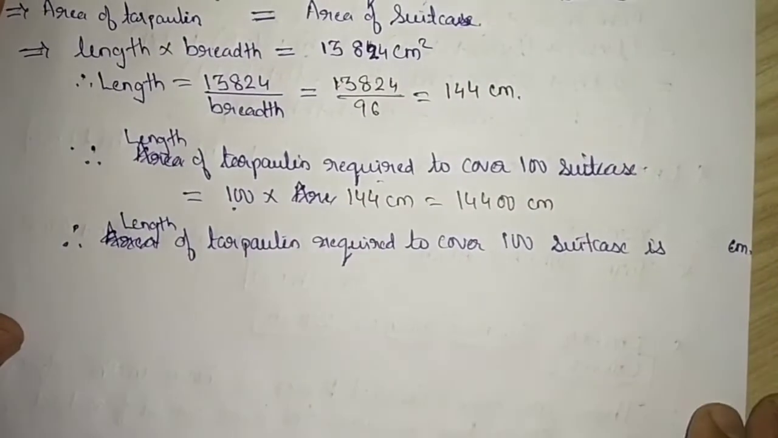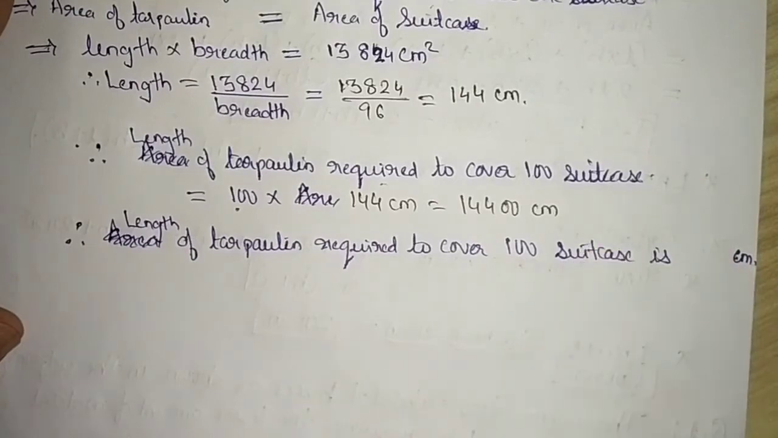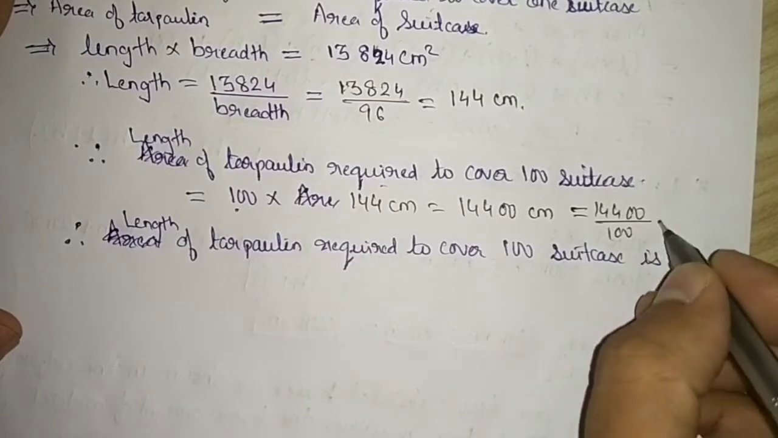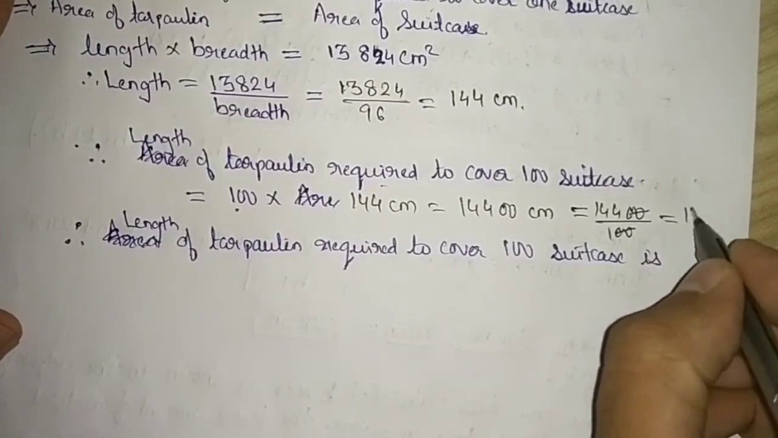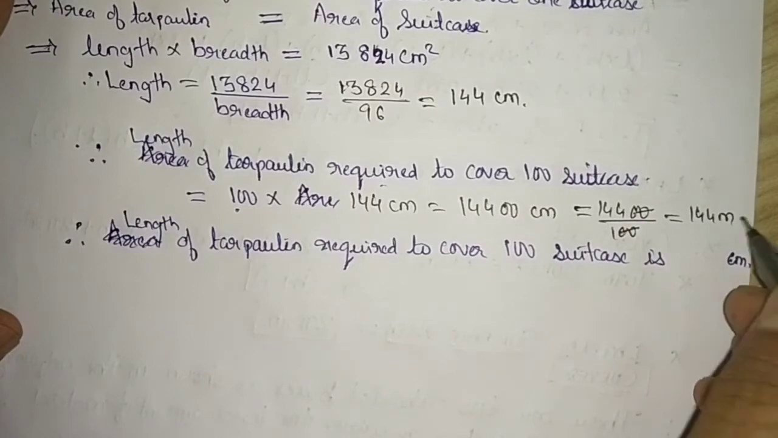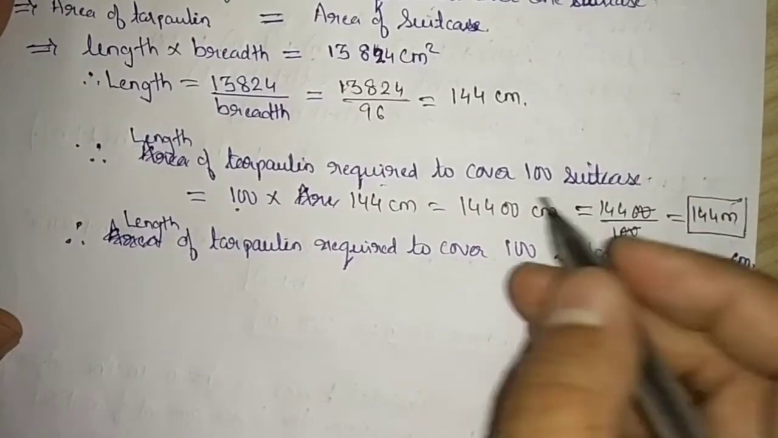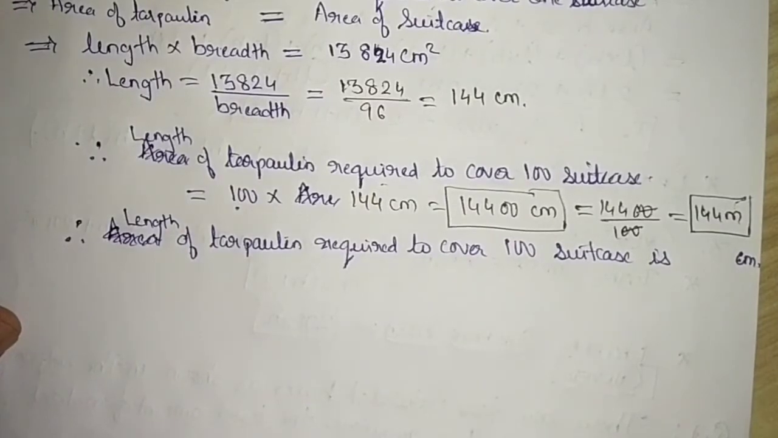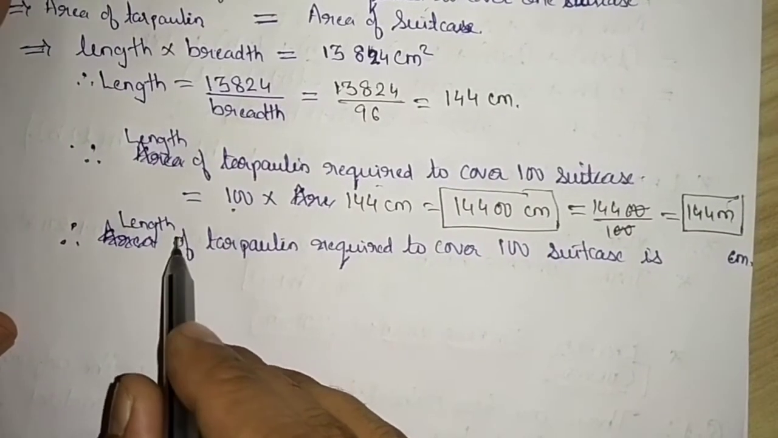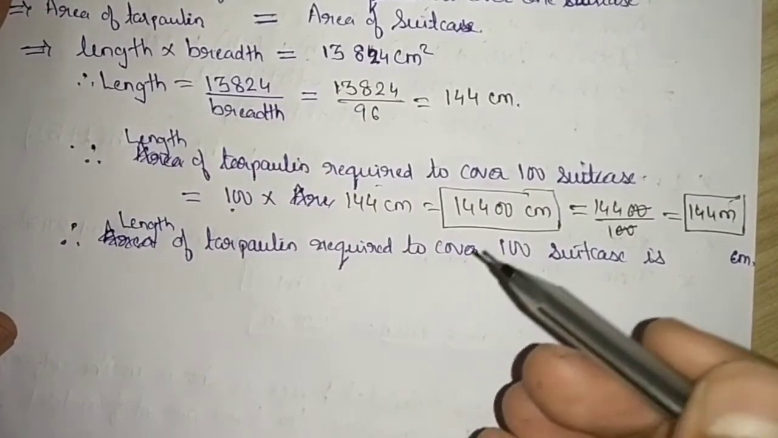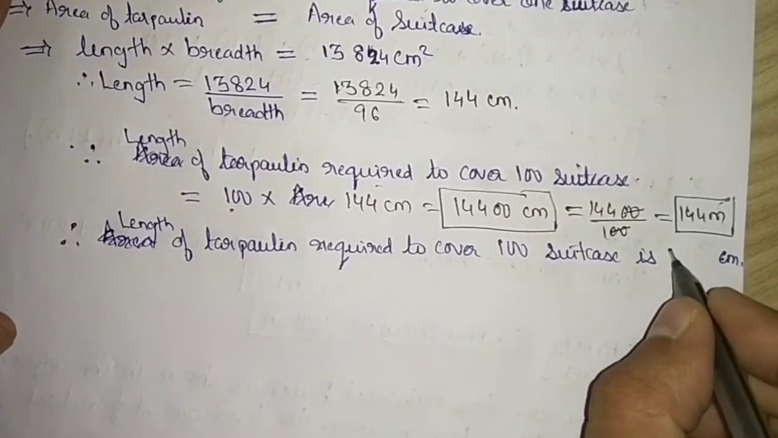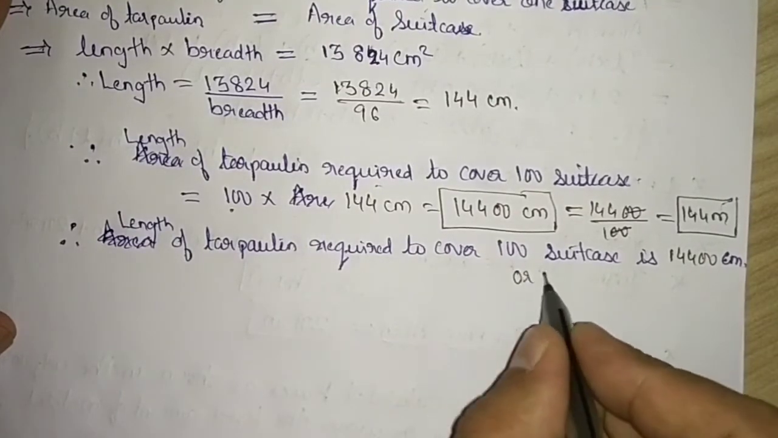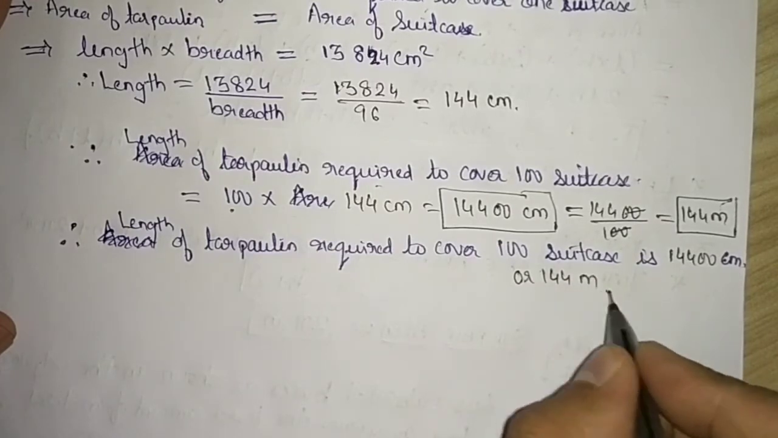Now if you want to convert it into meter, you will divide it by 100. So the resultant answer will be 144 meter. 144 meter or 14,400 centimeter, whichever measurement you want. So finally we write: length of tarpaulin required to cover 100 suitcases is 14,400 centimeter or 144 meter.